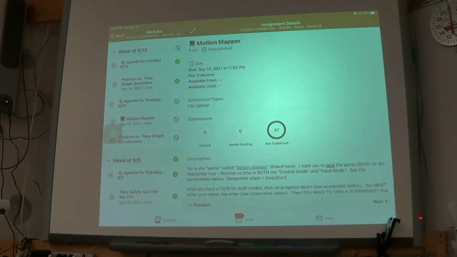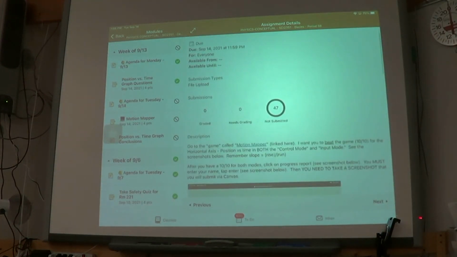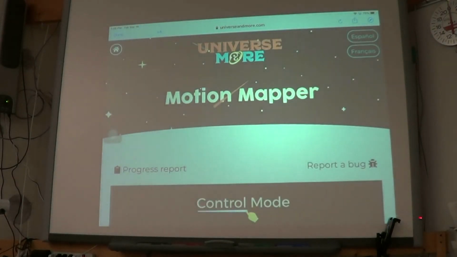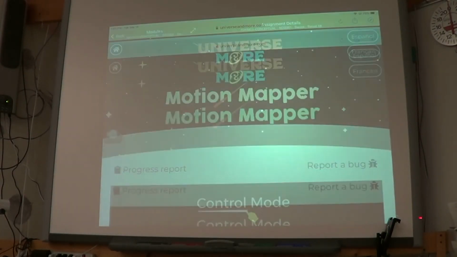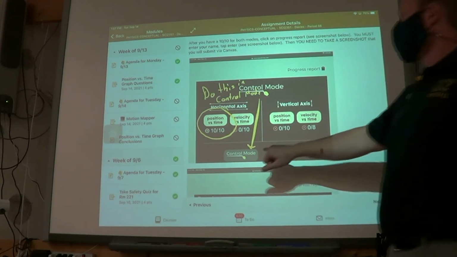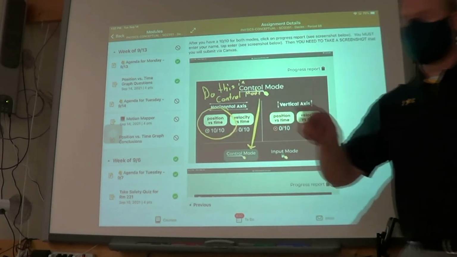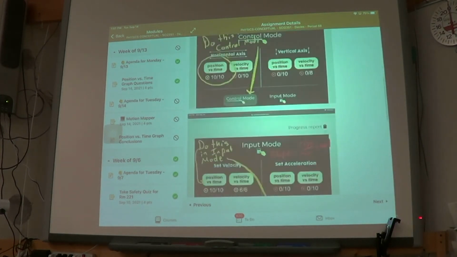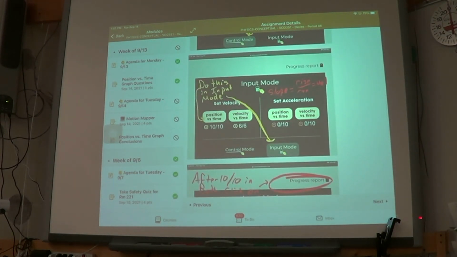So under today's agenda, the assignment is called Motion Mapper. When you click on Motion Mapper, it loads this. I do want to show you that I have directions of what I want you to do. I want you to do the control mode of position versus time. We're only doing position versus time graphs. And I want you to do the input mode of position versus time graphs.